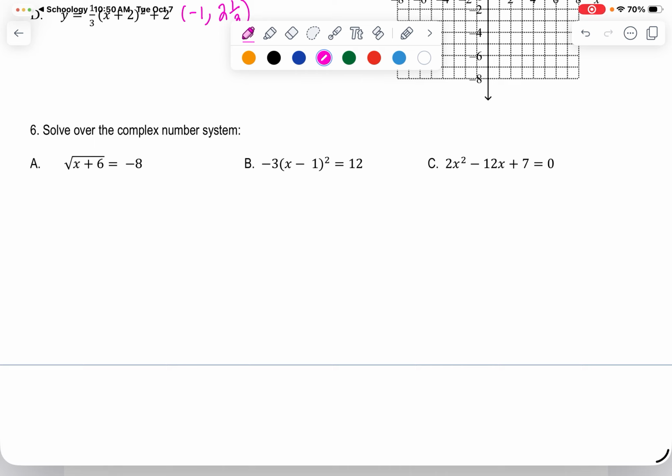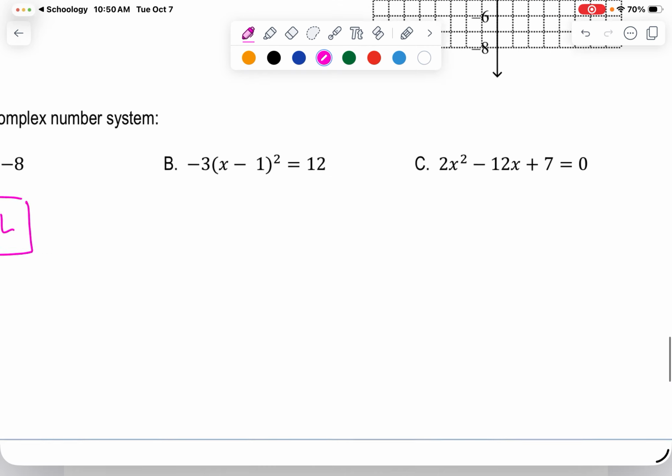And then finally, solve over the complex number system. So this is just practice at solving. Pause the video, try these yourself, okay? See how you did. So this one right away, go ahead, pause it. All right, this one right away, no solution. I'm not going to even move on from this by squaring both sides because there is no number on the face of this earth that, when you square root it, you get negative 8.